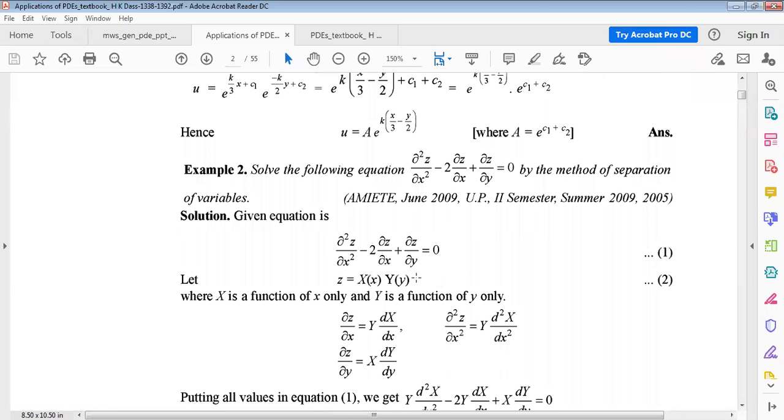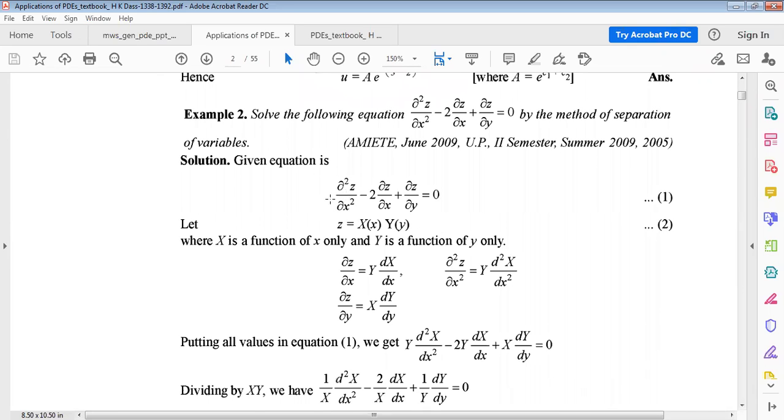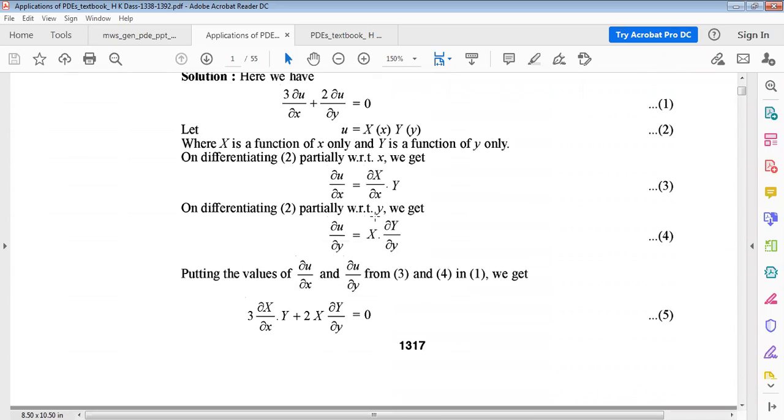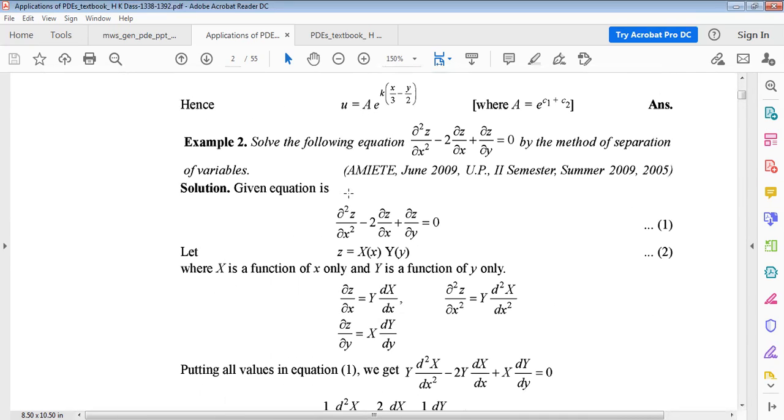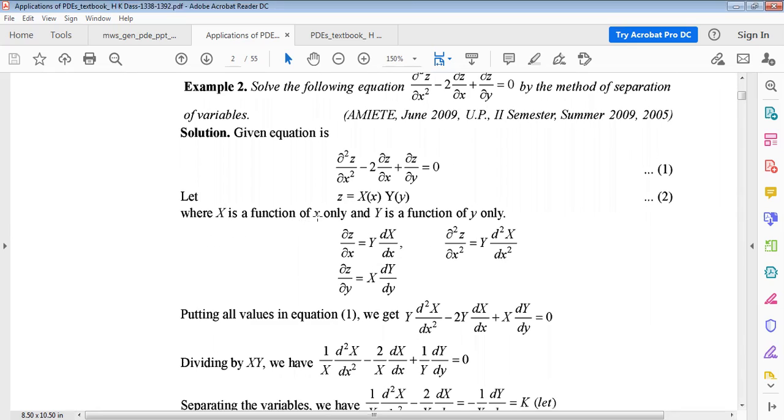Now example 2, solve the following equation, del square z by del x square minus 2 del z by del x plus del z by del y equals to 0 by the method of separation of variables. Given equation is this. Now let us consider z equals to XY. In the previous example u was the dependent variable, but here z is the dependent variable. This is why we consider solution z equals to XY, where capital X is a function of small x and capital Y is a function of small y only.